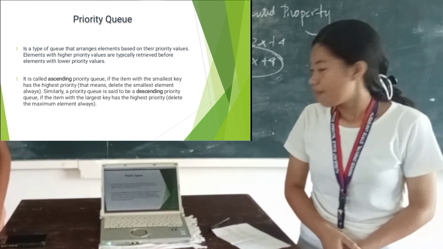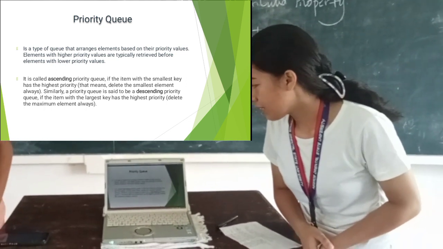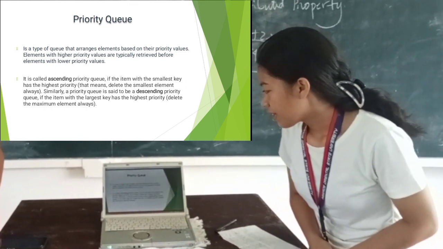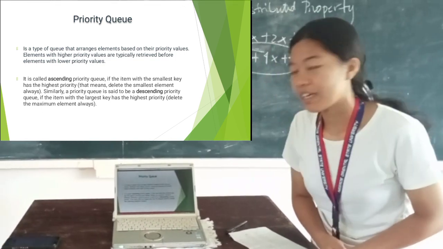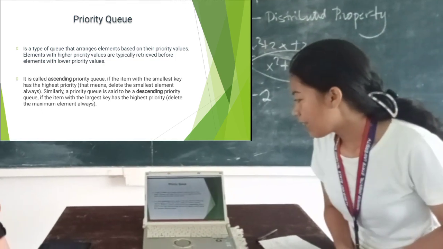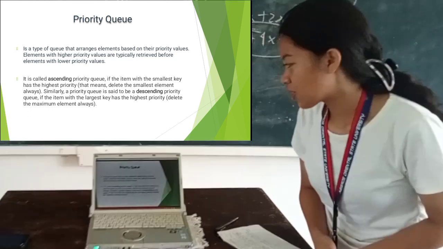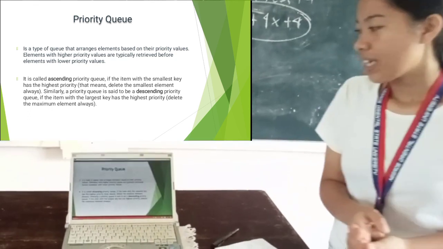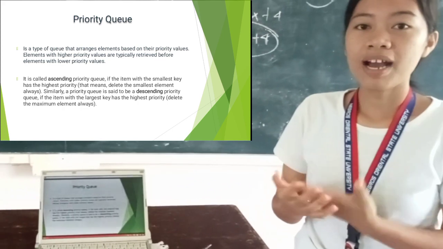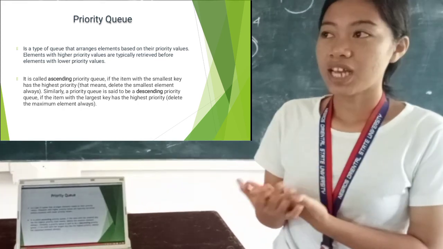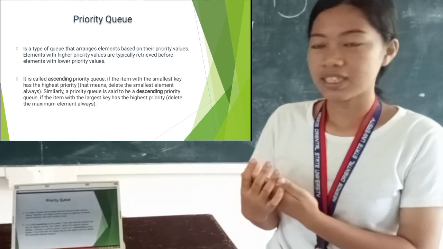arranges elements based on their priority values. Elements with higher priority values are typically retrieved before elements with lower priority values. So, ang priority queue is, muna siya ang ga-arrange sa mga values. I-arrange niya ang mga values kung asa siya mo-execute.